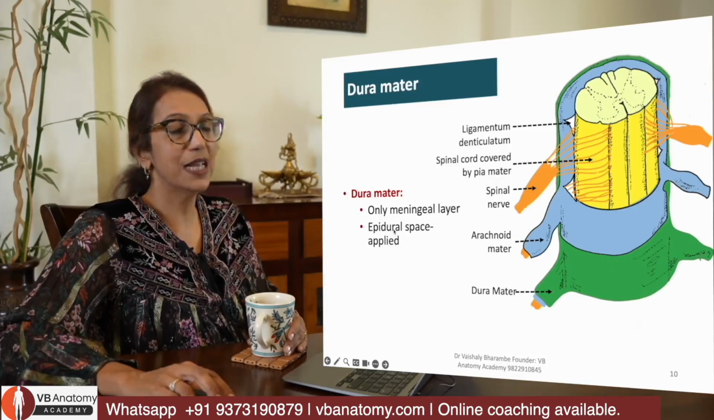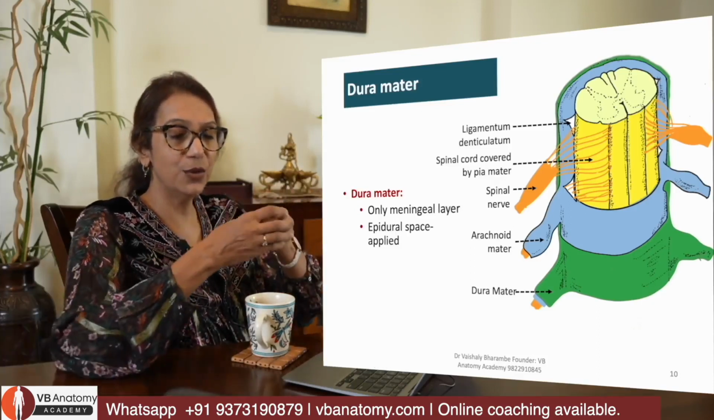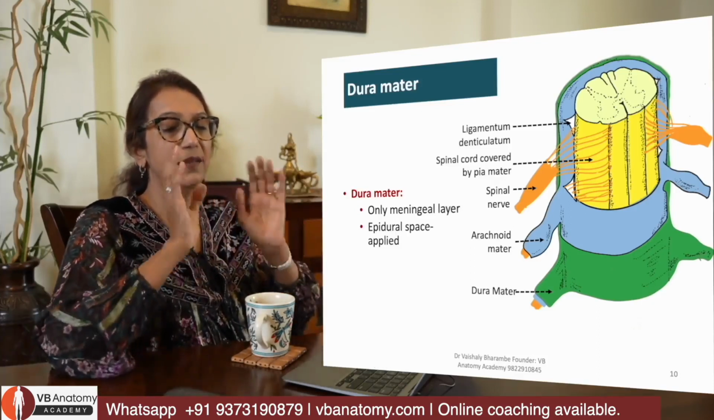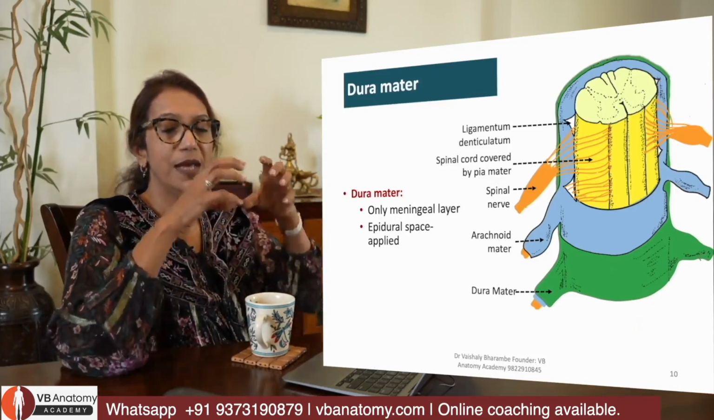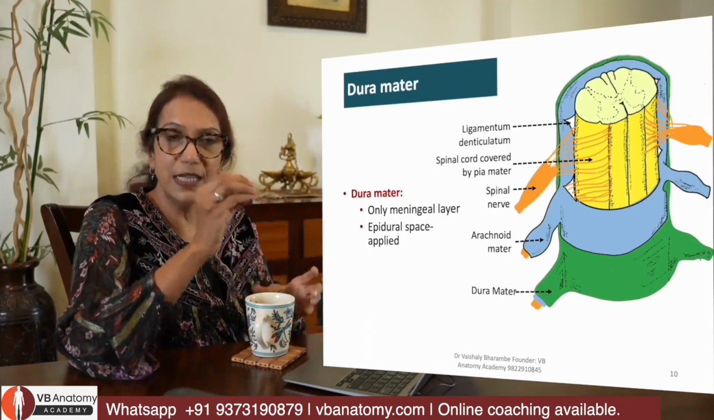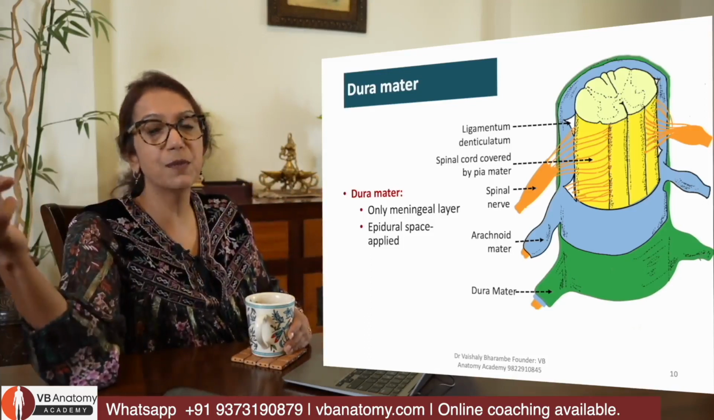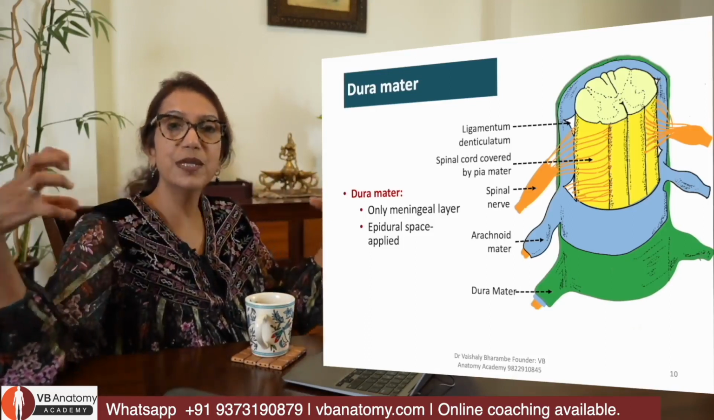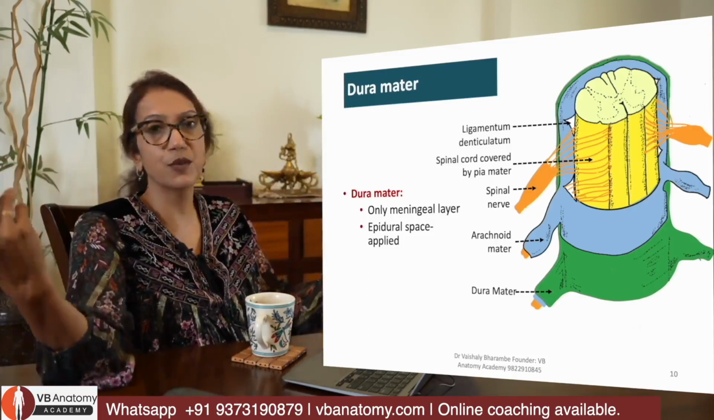Close your eyes. Imagine there is a dura mater, surrounding that is the vertebral column, and in between them there is epidural space. Every spinal nerve coming out of your spinal cord is passing through this epidural space and being distributed in the body.